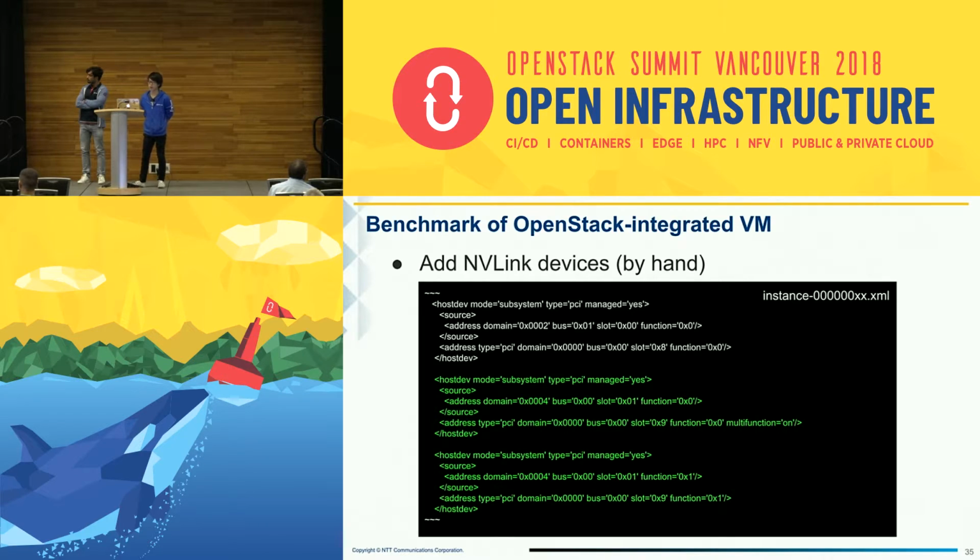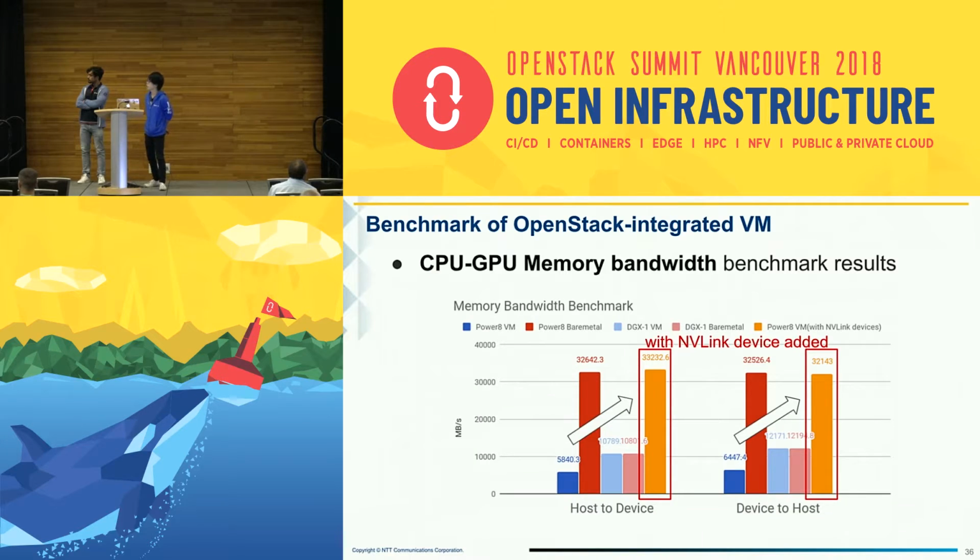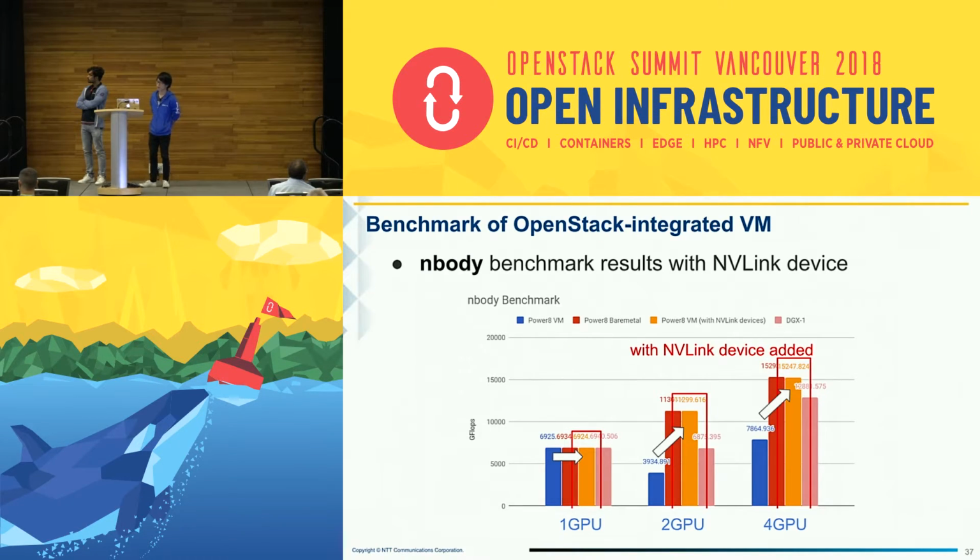We added the NVLink devices to the XML file like this, redefined the domain, and relaunched the VM. How is the benchmark? With the NVLink device VM, the performance is improved to almost the same as baremetal. The Nbody benchmark with multi-GPU is also improved. And of course, the results are better than Intel servers.